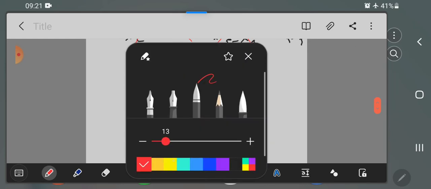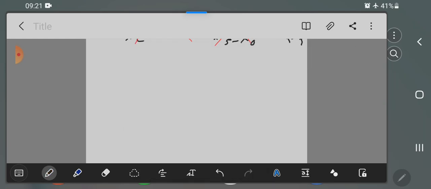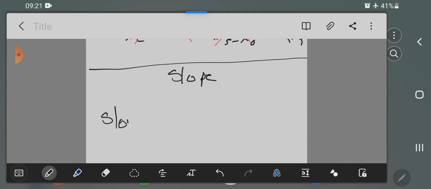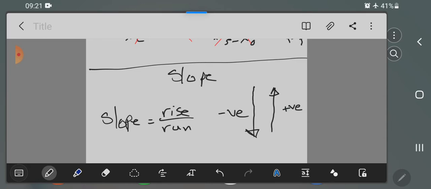Let's go for the slope. What is the slope? We have, by the way, many relations for the slope. Now we are going to take this one only. Slope equals rise over run. What is the meaning of rise? Rise is going up with a positive sign or going down with a negative sign.